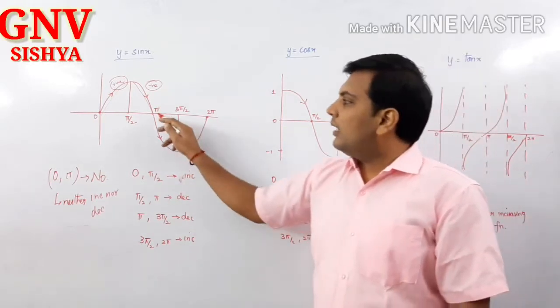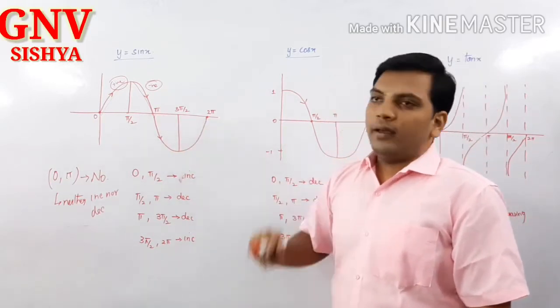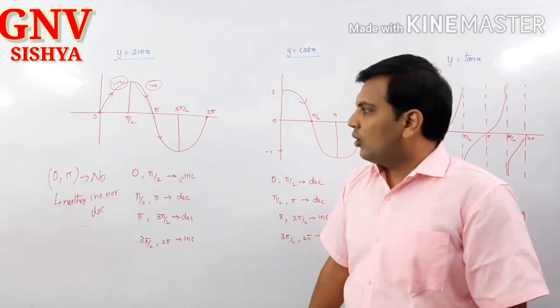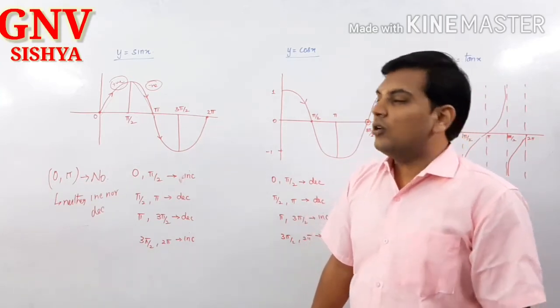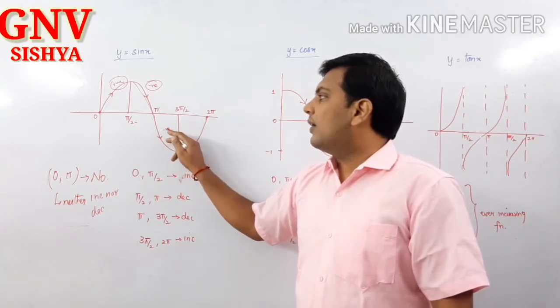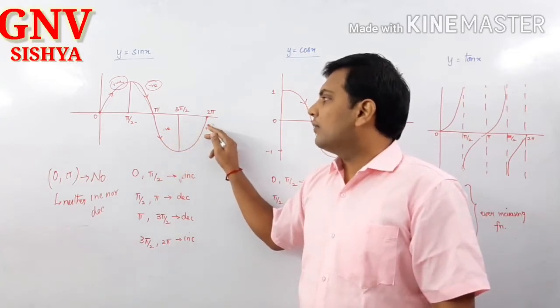Yes. And similarly here, from pi to 2 pi, is sin x an increasing function? No. Is it a decreasing function? No. What do you say? It is neither increasing nor decreasing. Why? Here we have a negative value, here we have a positive value.